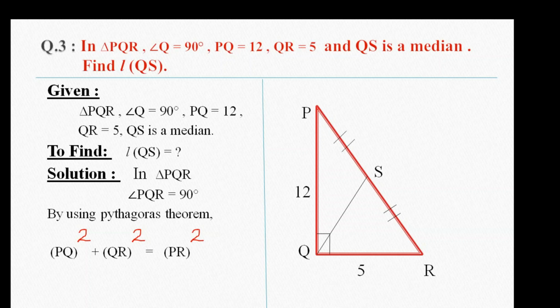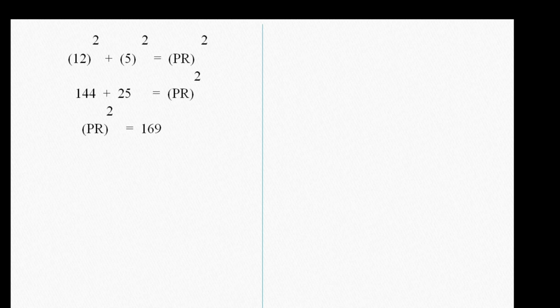PQ square plus QR square is equal to PR square. Now substitute the values. PQ is 12, that is 12 square. QR is 5, so 5 square. And PR is not given to us, that is the hypotenuse. So 12 square plus 5 square is equal to PR square. 12 square means 144, 5 square means 25. PR square is as it is. So PR square is equal to 169, we are getting.